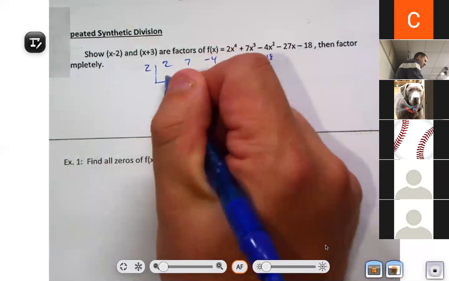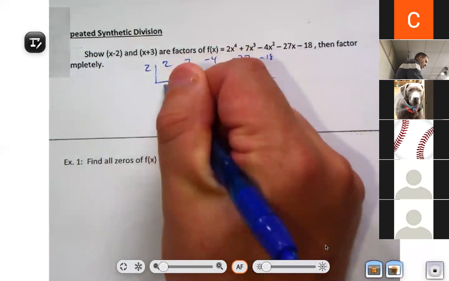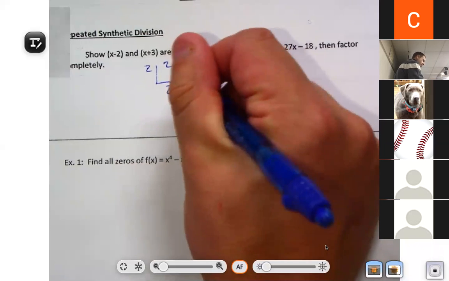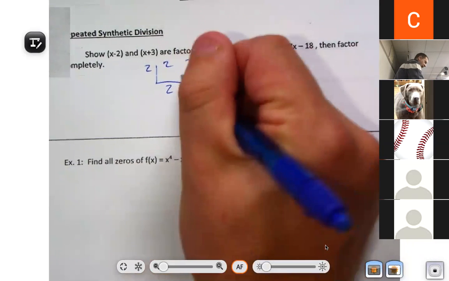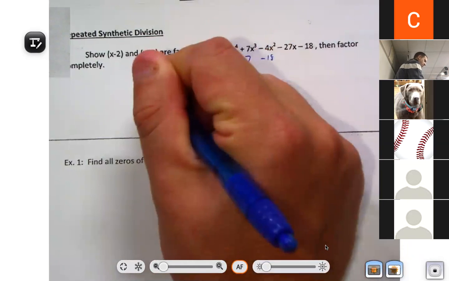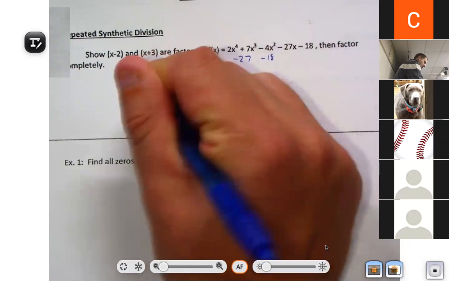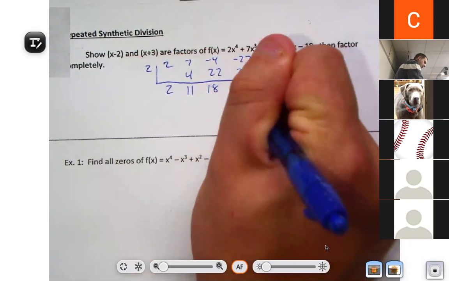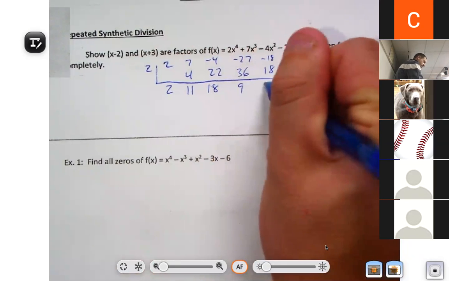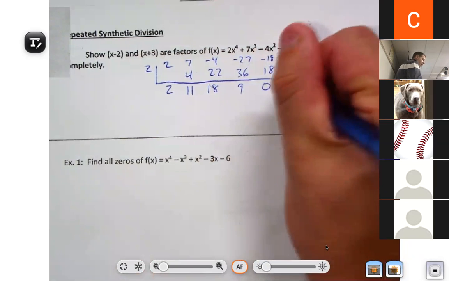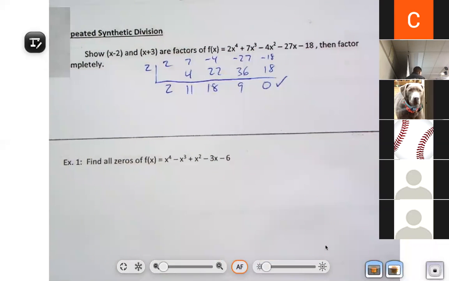So to refresh your memory on synthetic division, I drop the first number down below the bar. Then I multiply 2 and 2 together, and I put it below the next number. And then I add, and then I multiply 2 and 11 together, and then I add, and then I multiply, and I add, and I multiply, and I add. So none of this is new. But what this does, this verifies x minus 2 is a factor of f of x. Okay, so that was step number 1.